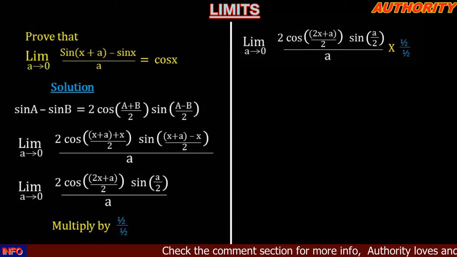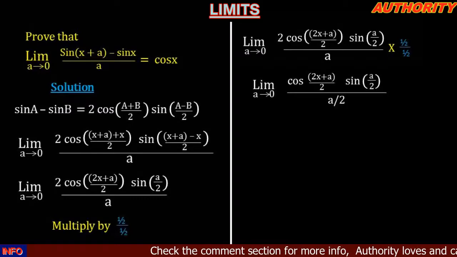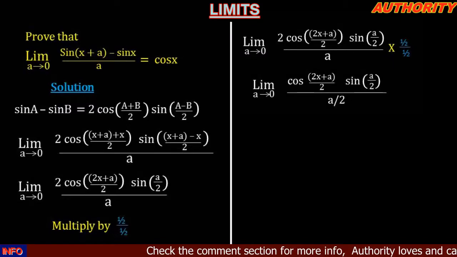1 multiplied by cos (2x plus a) all over 2 times sine a all over 2 is the same. You get it? Good. And then in our denominator, we have a multiplied by 1 all over 2, which is going to give us a all over 2. So after multiplying by 1 all over 2 divided by 1 all over 2, we have the limit as a approaches 0 of cos (2x plus a) all over 2 times sine a all over 2, all over a all over 2.